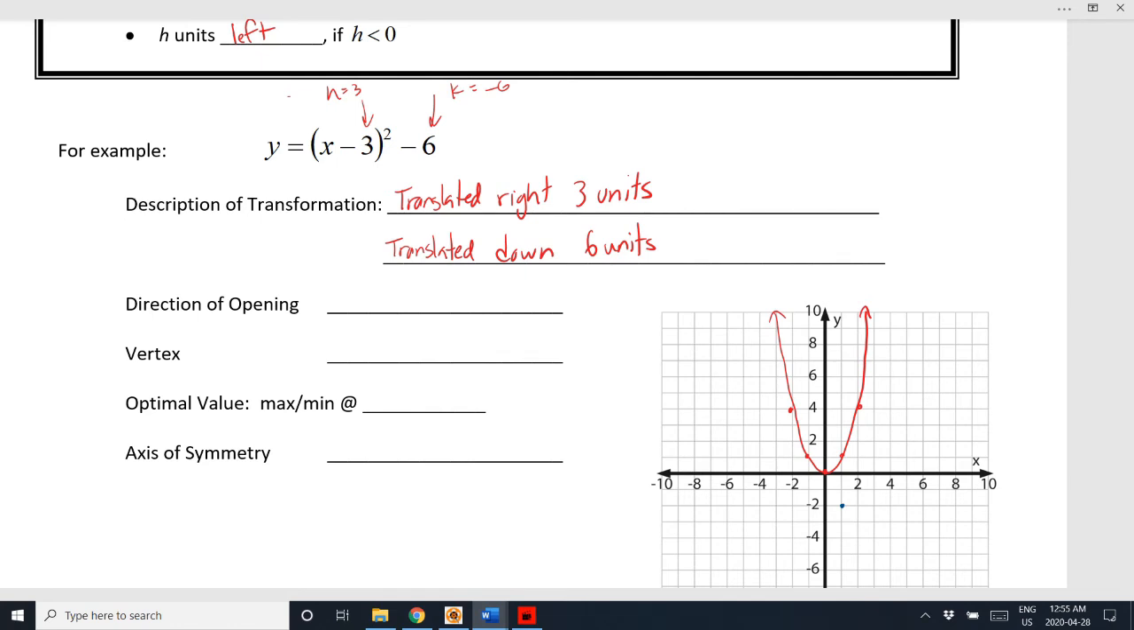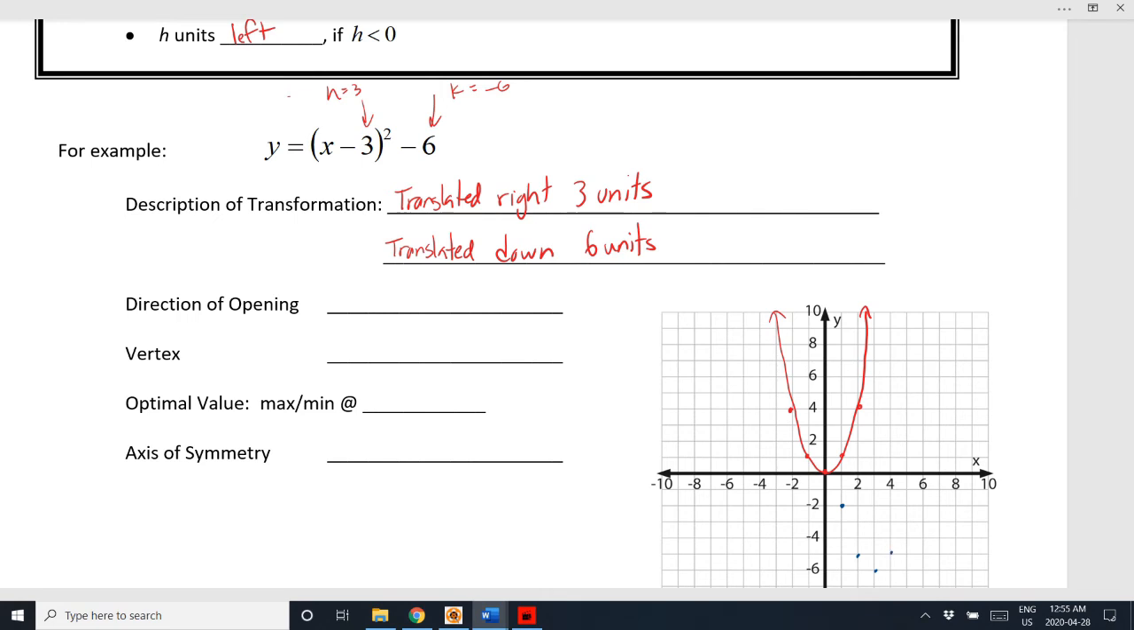And then let's do this one. Across 3, 1, 2, 3, and down 6. 1, 2, 3, 4, 5, 6. This one, same thing. 1, 2, 3, and down 6. 1, 2, 3, 4, 5, 6. Take your time. 1, 2, 3, down 1, 2, 3, 4, 5, 6.